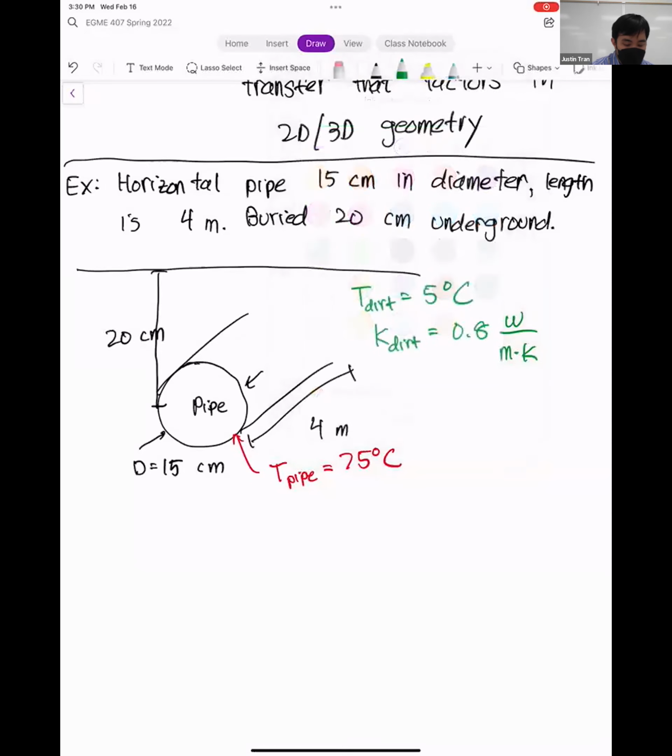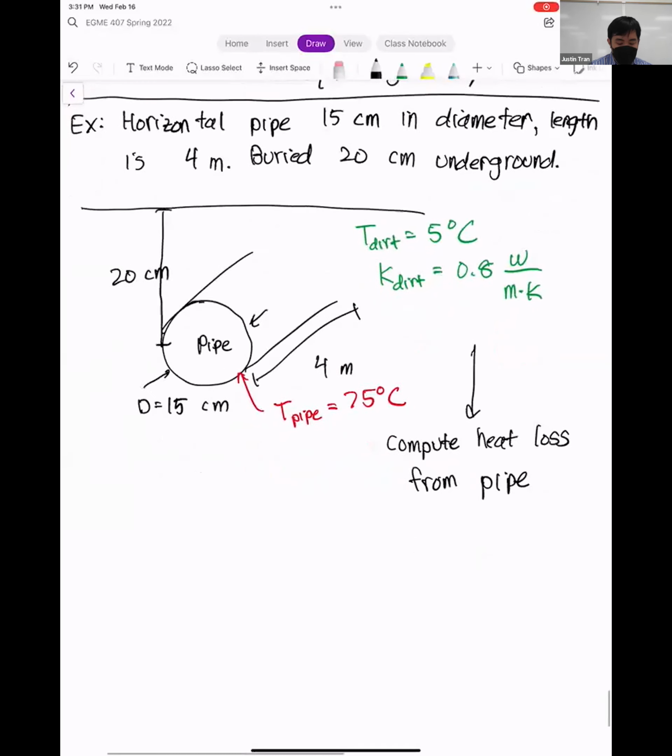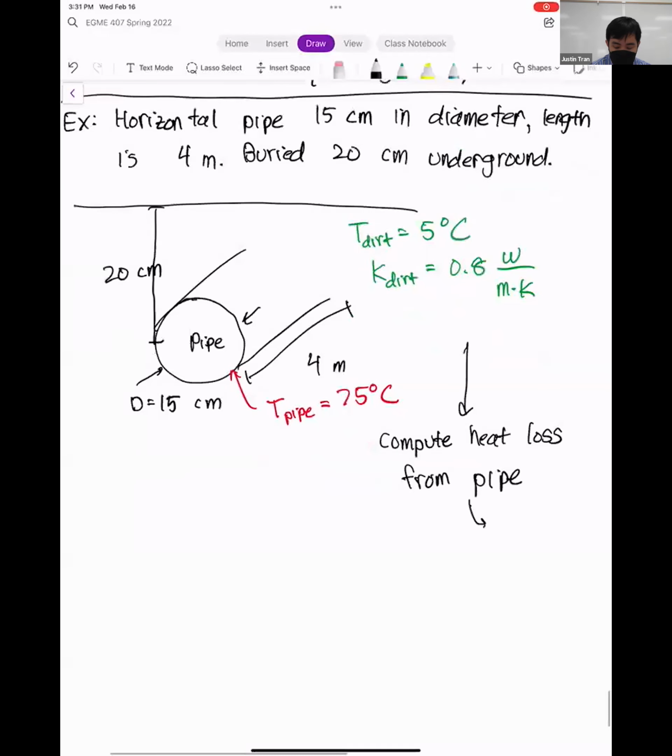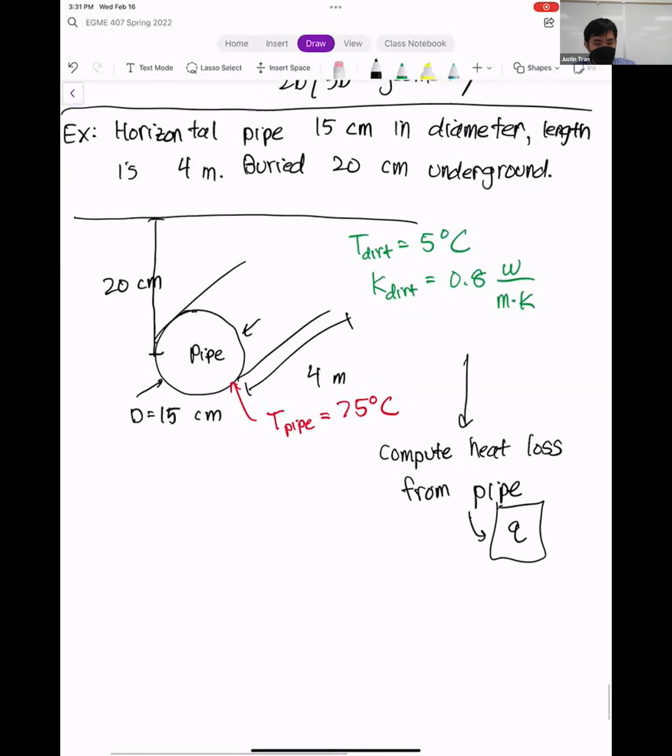All right, so given this situation, what we're interested in computing is the heat loss from the pipe. In other words, we're interested in computing heat. Any questions on this so far?